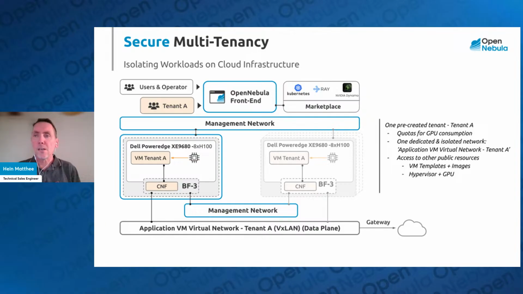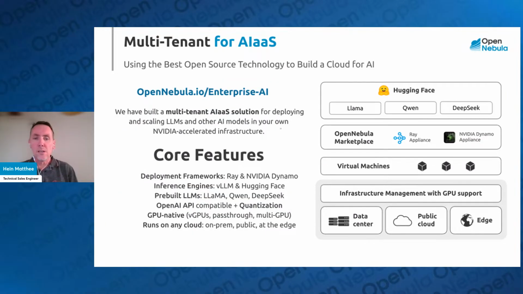On the next slide, just talking a little bit about using the best open source technology to build a cloud for AI. So the whole concept here is a multi-tenant AI as a service solution. So you can see there Hugging Face, where we've got these different models. Some of these are obviously quite known. You can see the marketplace where you get the tools. You can see the virtual machines. You can see the infrastructure that runs below that, and you can then see whether it's in a data center, in the public cloud, or even at the edge.